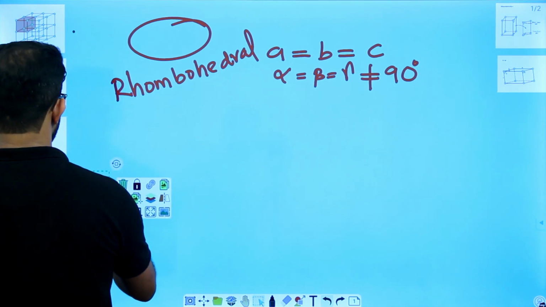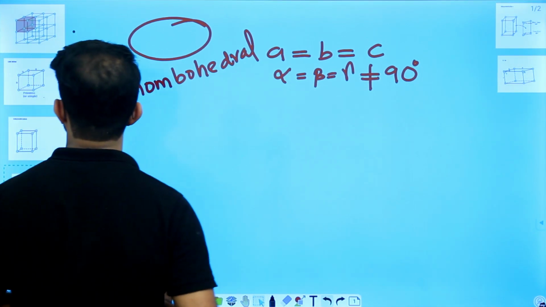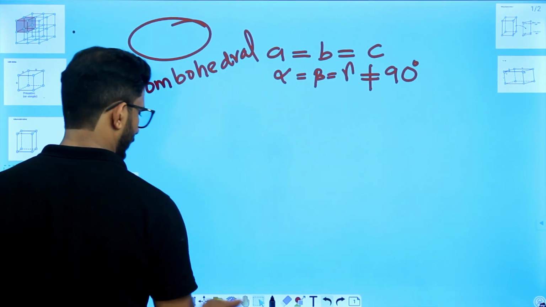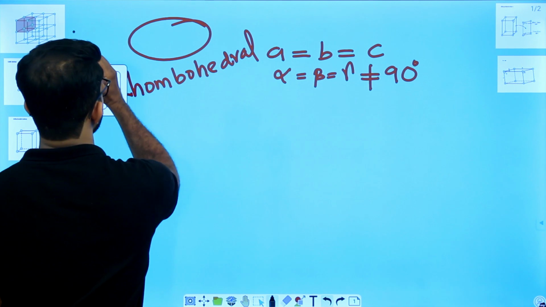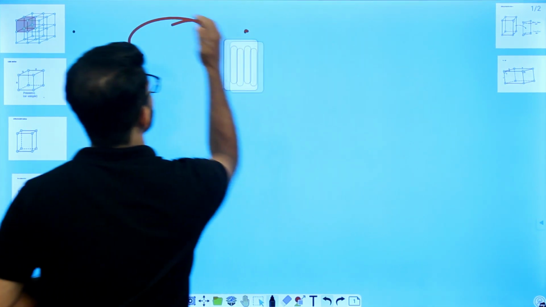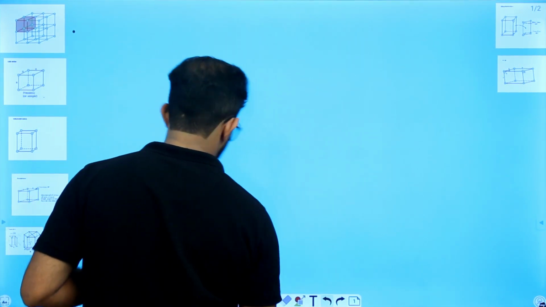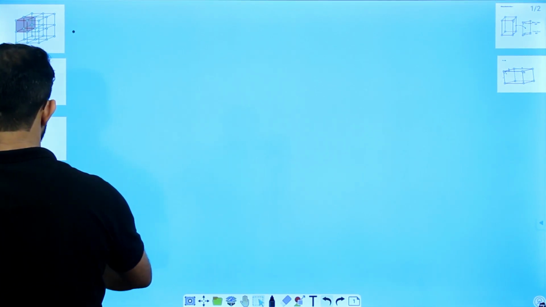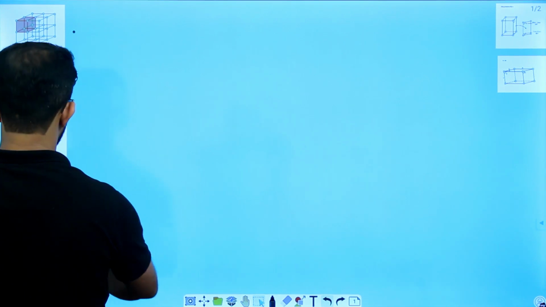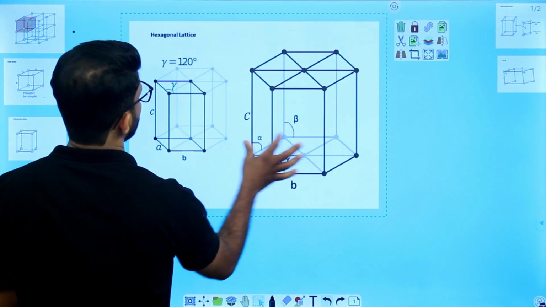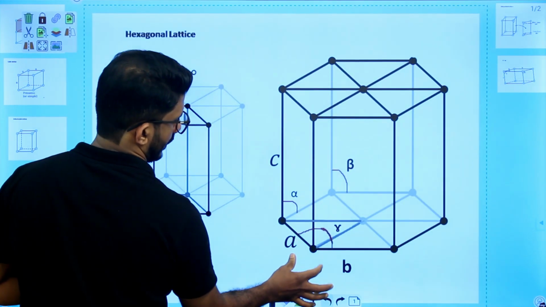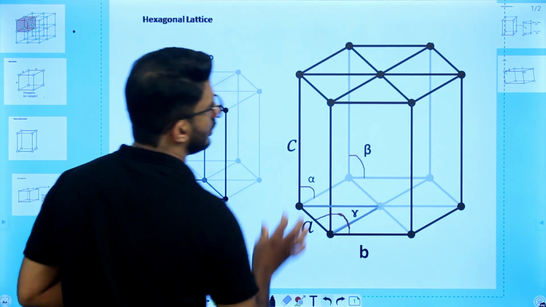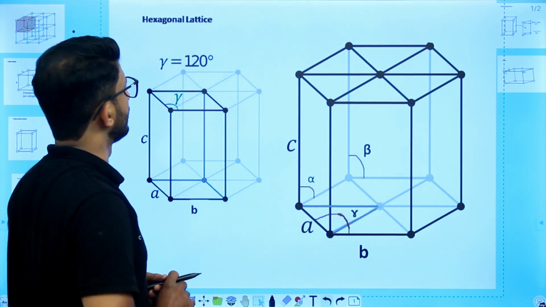So far we discussed cubic, tetragonal, orthorhombic, rhombohedral, etc. And next one. Okay, take next one. That is an entirely different one. Some crystals like graphite, zinc oxide have this type of unit cell, this type of arrangement in the crystal.